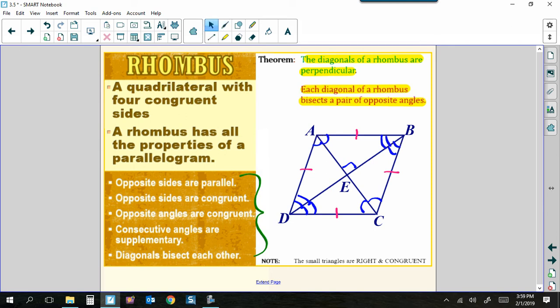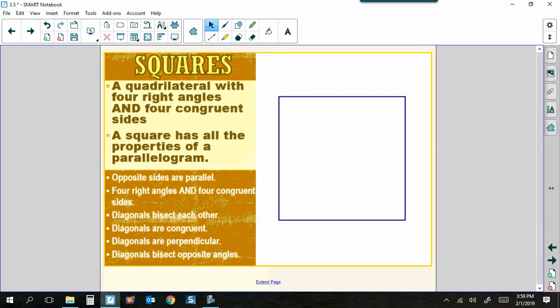So, for example, on your picture, angle 1 is congruent to angle 2. Angle 4 is congruent to angle 5. And angle 3 is absolutely a right angle. Okay. And the last special kind of parallelogram we're going to look at is a square. A square is a quadrilateral that has the most characteristics because it's the most specific type of parallelogram. It is a quadrilateral with 4 right angles and 4 congruent sides.